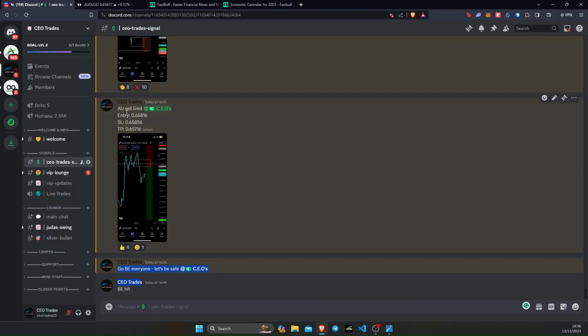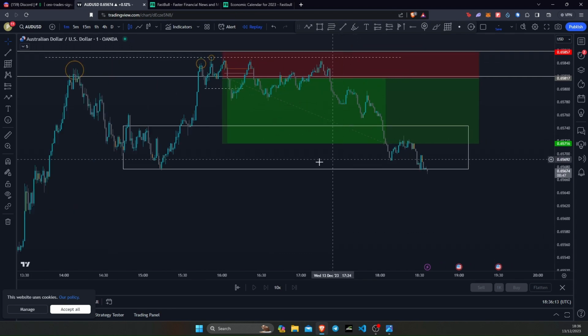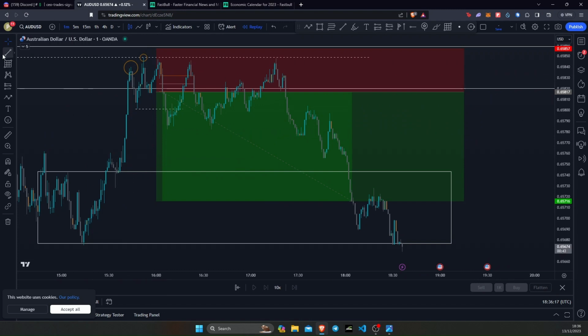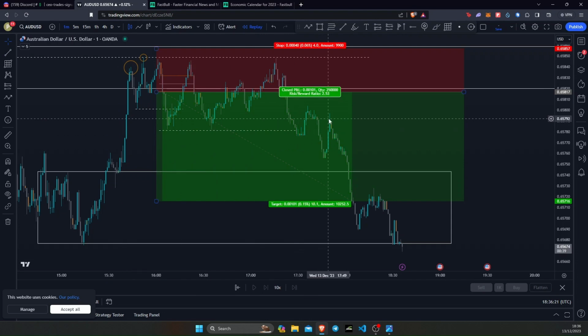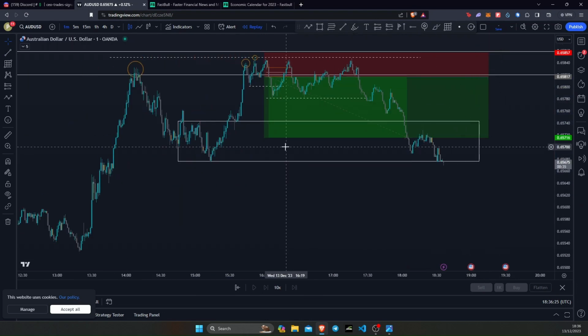Again, as you can see, I did send this in the Discord as a sell limit. However, I did tell everyone to go break even really early, and the reason for that is because I just wanted the members in the Discord to be safe, and we do have a lot of news, so I didn't want to take any chances. However, I left the order running on my own account, and as we can see, I reaped the fruits.